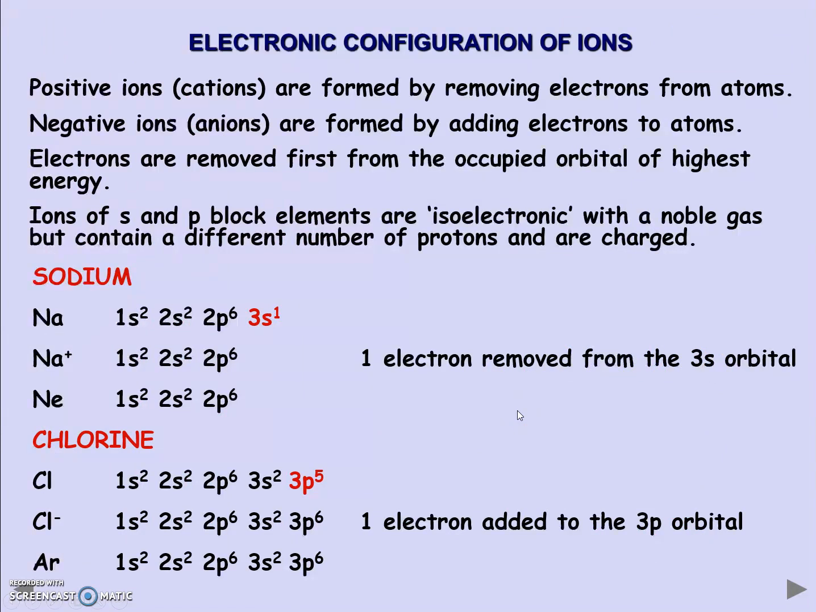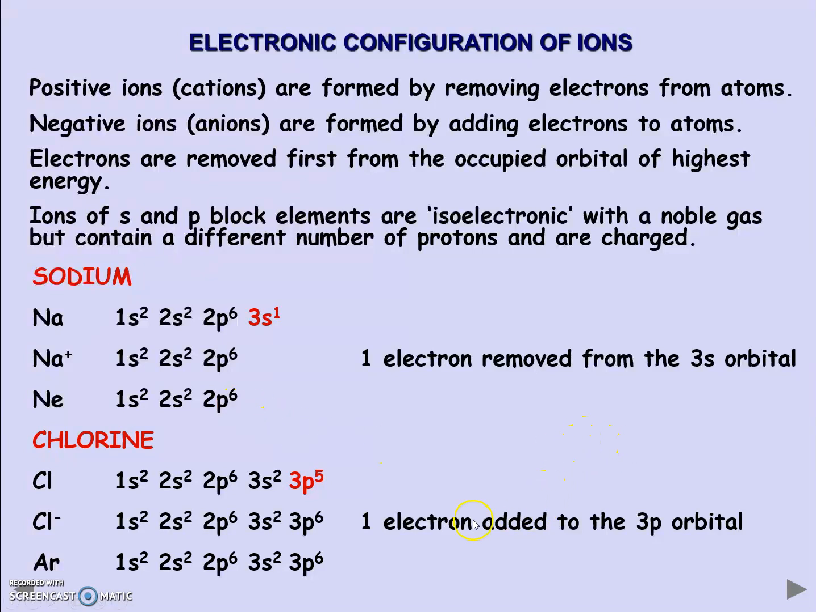Okay, so just very briefly, electron configuration of ions. If you've got a positive ion, you remove electrons from the highest energy orbital. So in this case, a sodium atom has the electron configuration 1s2, 2s2, 2p6, 3s1. The sodium ion has lost its highest energy electron, and it has this electron configuration 1s2, 2s2, 2p6. Coincidentally, that is the same electron configuration as a neon atom. And so we say that these two species, the sodium ion and a neon atom, are isoelectronic.